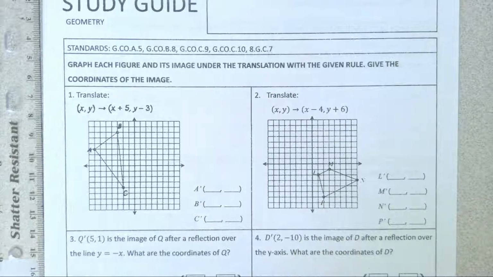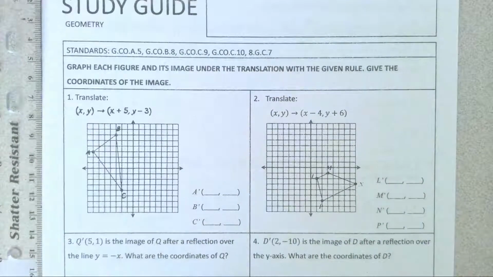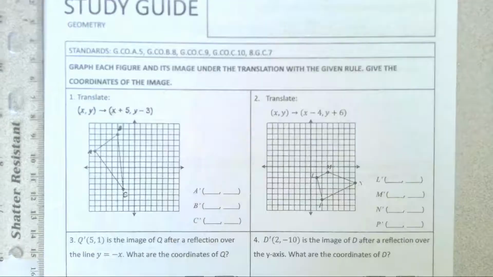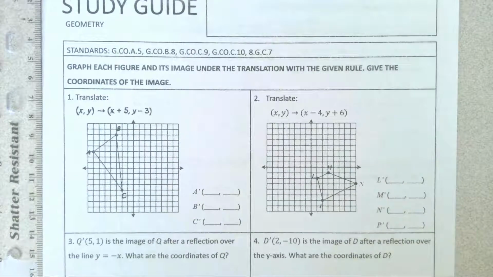So this is going to be part one of a 4-part series for the study guide for geometry. So this is part one covering all of our transformations, and this is going to cover questions 1 through 10. So for the first 4 questions, we're going to graph each figure and its image under the translation with the given rule and give the coordinates of the image.